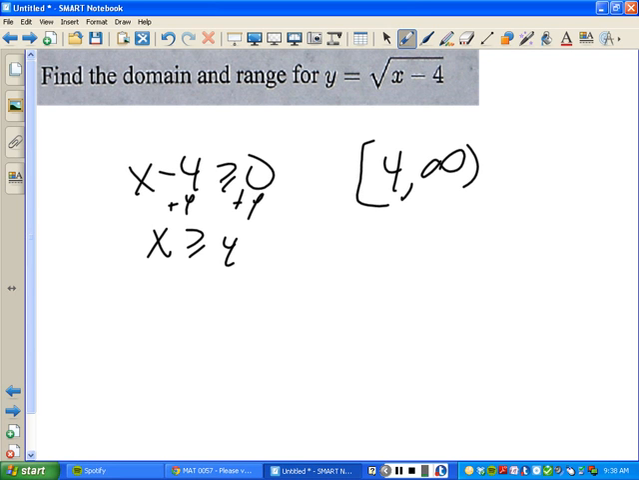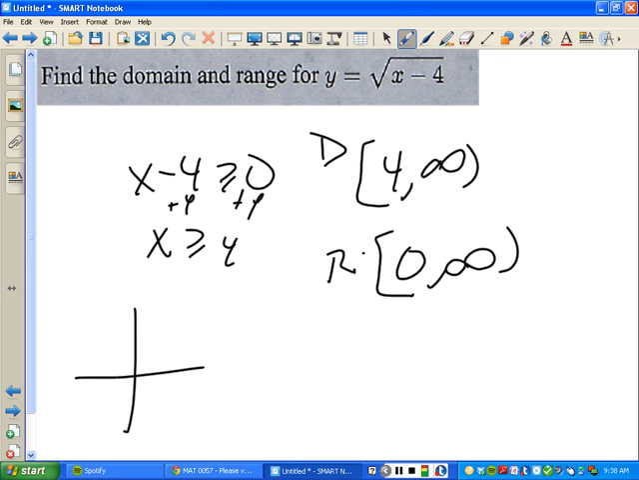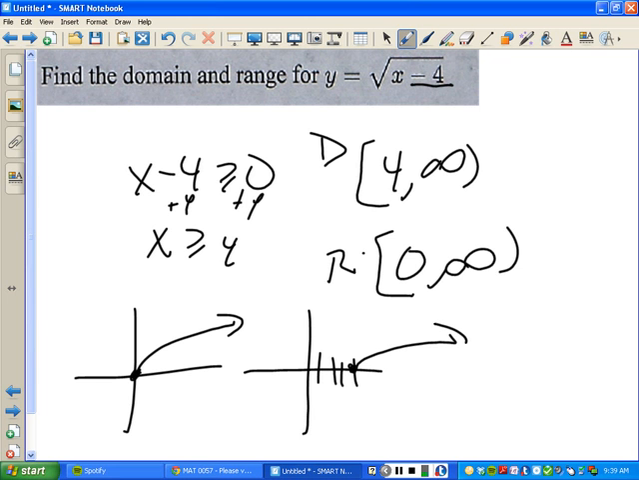What's the range? The domain is 4 to infinity. What's the range? 0 to infinity. Nice job. Why is it 0 to infinity? Remember the square root. That's like kale, right? It's this one. You got to know what that picture looks like. When you shift it to the right 4 units, it's not going up and down at all. All you're doing is going right 4 units. You're not moving it up or down. And so the range doesn't change any.